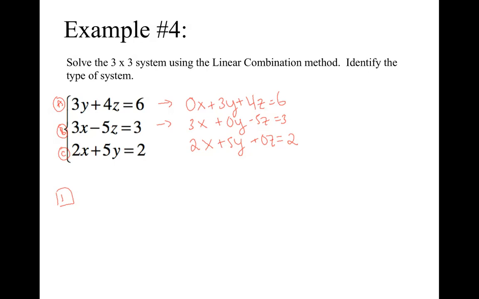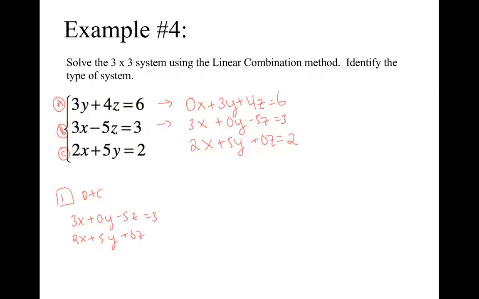So I'm going to use B and C. I just thought those were nice numbers to multiply through by. So if I've got 3x plus 0y minus 5z, I like to write in that so I don't get confused when you're lining things up. I like for it to line up nicely.